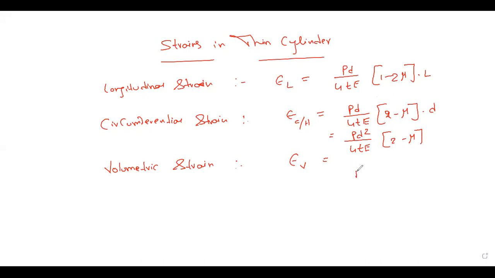And what is the volumetric strain? PD by 4tE, (5 minus 4 mu), with respect to volume. Right. So this is how we can calculate strains in a thin cylinder with the help of these formulas. So please try to remember all this. Solving problems will be very easy, even in your competitive exams, if you remember all this.